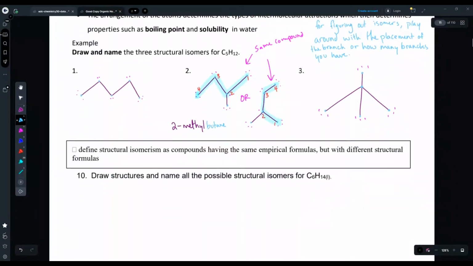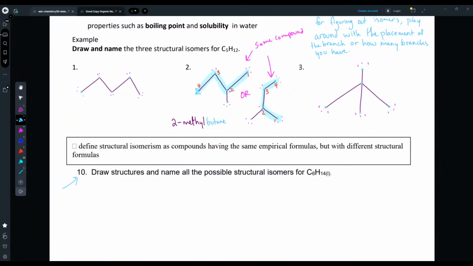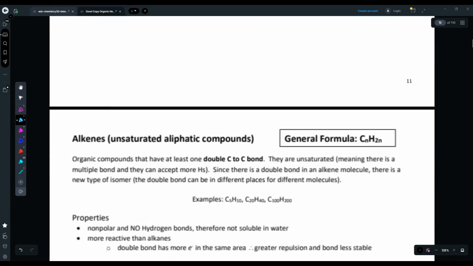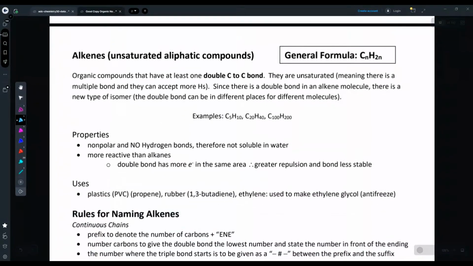Okay, so this is a practice question. Give it a shot. But I need to move on to how to name and draw alkenes.